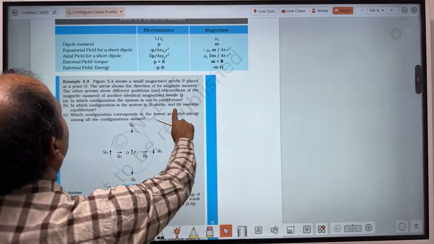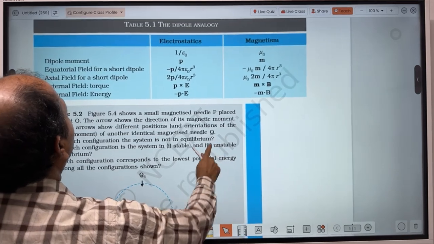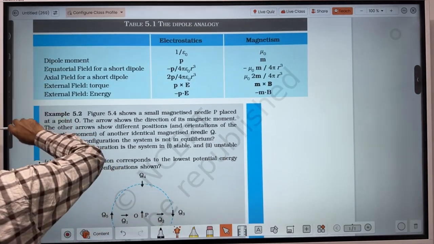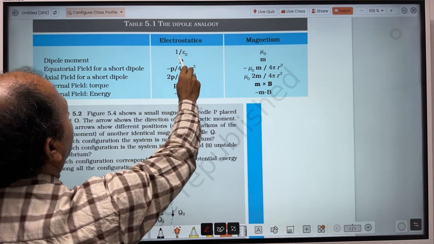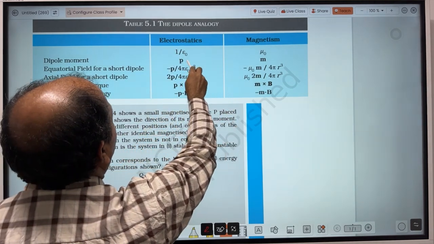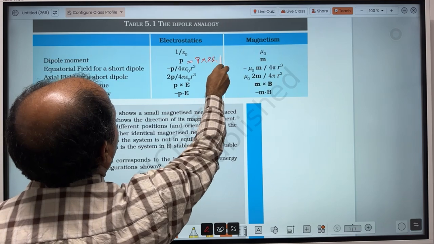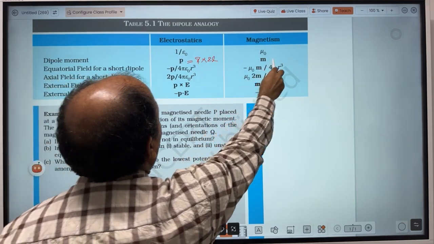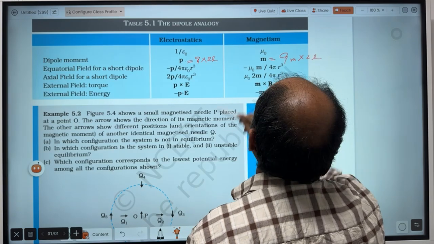So the same thing is written here. What analogy can we use when we compare electrostatics with magnetism? Dipole moment, we know we write P in case of electrostatics, and this is equal to, if you remember, Q times the separation. Suppose the separation is 2L, so Q into 2L. Here this is Qm into 2L, right?